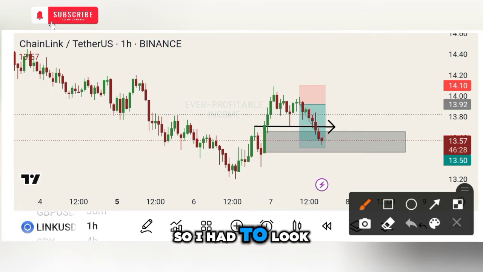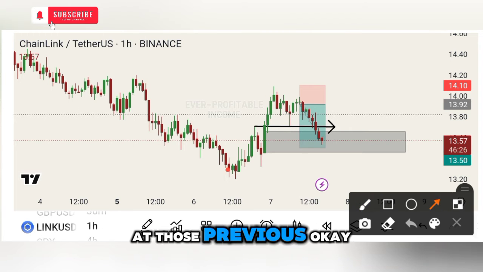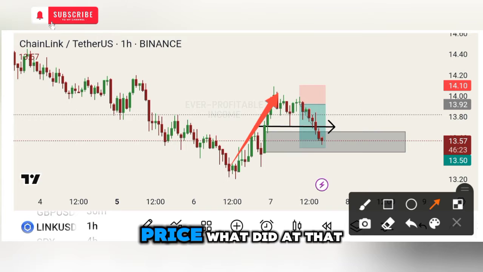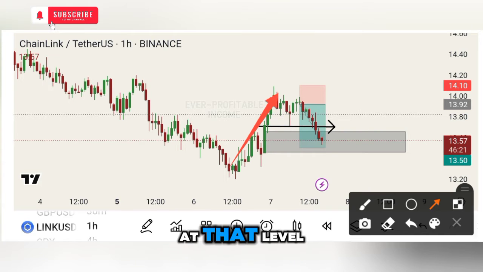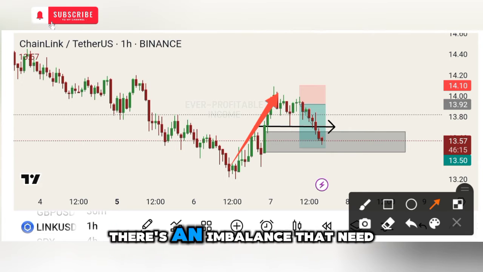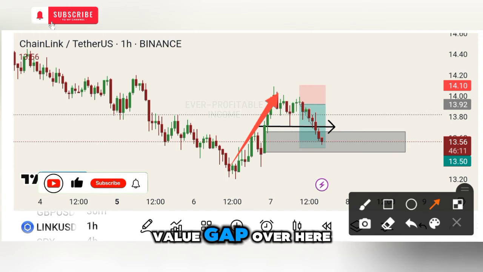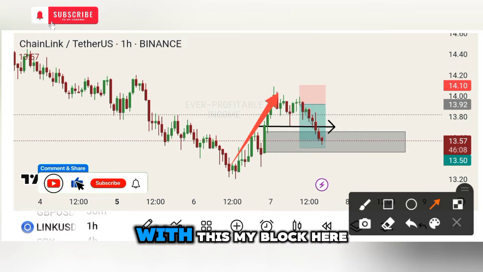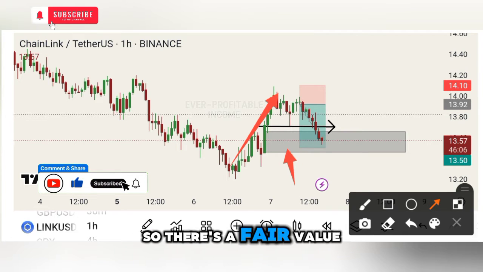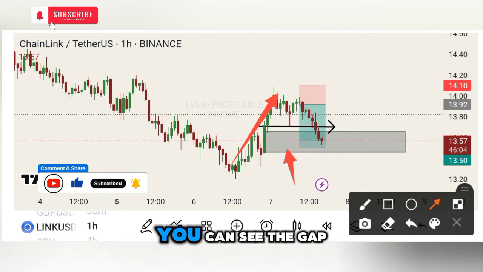So I looked at what price did at that level, and I saw that there is an imbalance that needs to be balanced. There is a fair value gap over here. This place I've marked up with this block here. You can see the gap there.